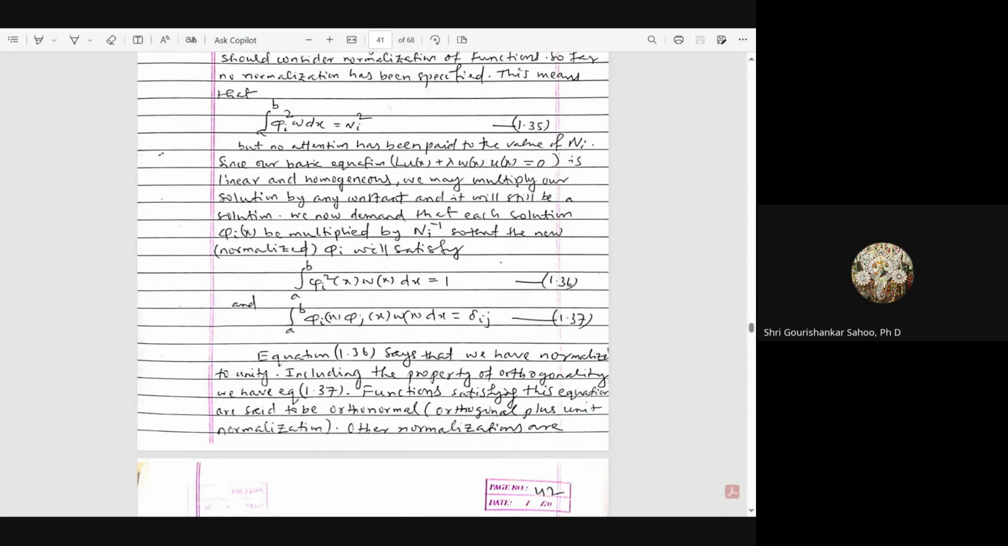And your integration a to b phi_i phi_j omega dx is equal to delta_ij, where delta_ij is the Kronecker delta. It can take only two values, 0 or 1, depending upon the values of i and j. And equation 1.36, that is integration a to b phi_i squared omega dx is equal to 1, says that we have normalized to unity, including the property of orthogonality. So functions satisfying this equation are said to be orthonormal. That is orthogonal plus unit normalization.